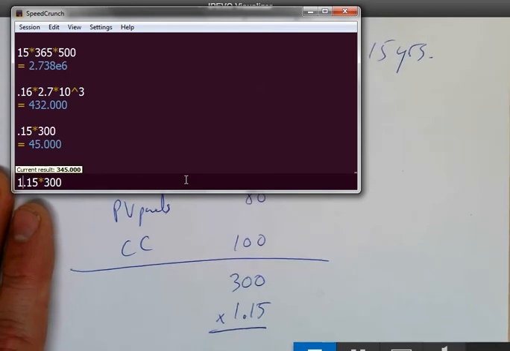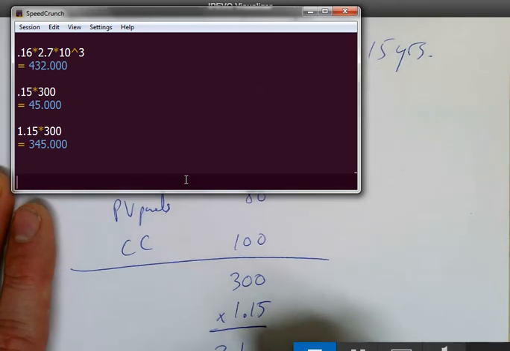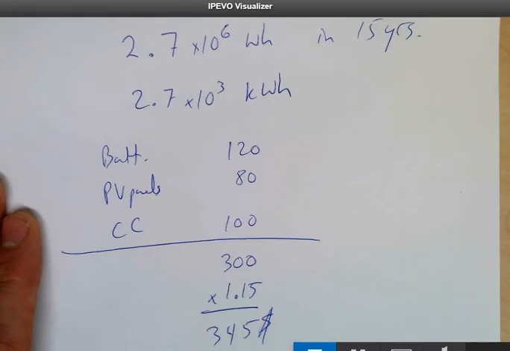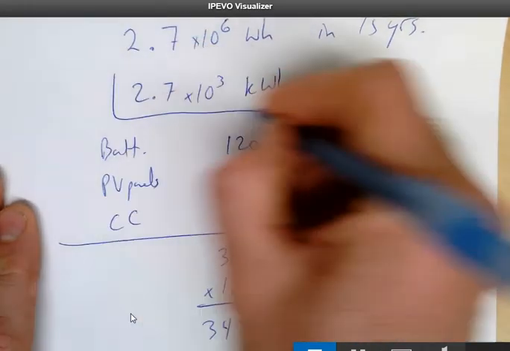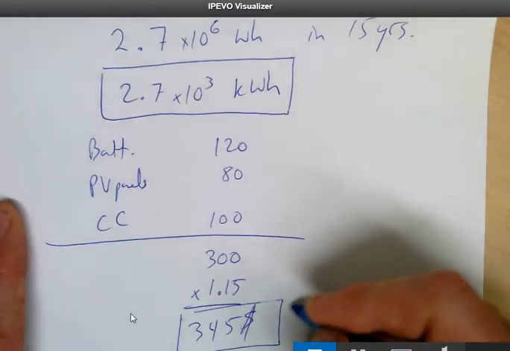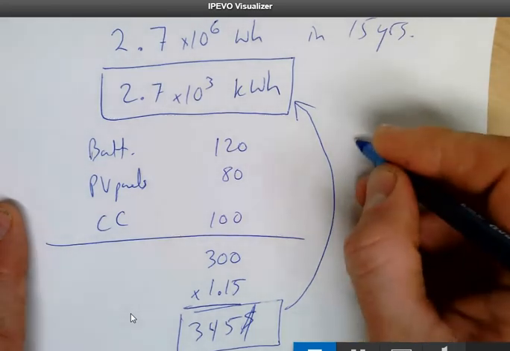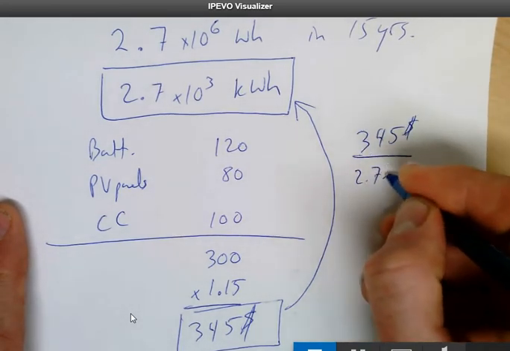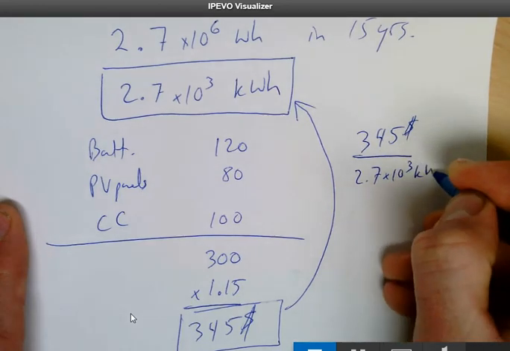Or you could say I'm just going to multiply this thing by 1.15, and I've got $345 is basically how much I'm thinking this is going to cost, right? So here's my cost, $345, and then, okay, so there's the dollars, there's the kilowatt hours. The last question asked, how many dollars does it cost per kilowatt hour? Well, that's going to be $345 per 2.7 times 10 to the third kWh.